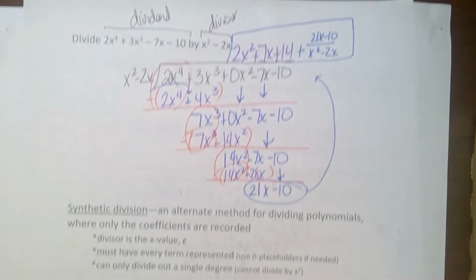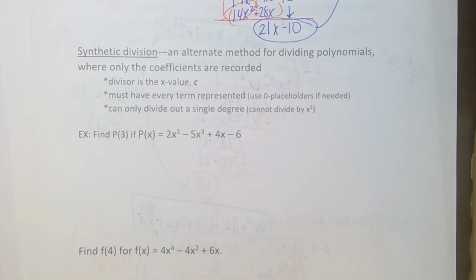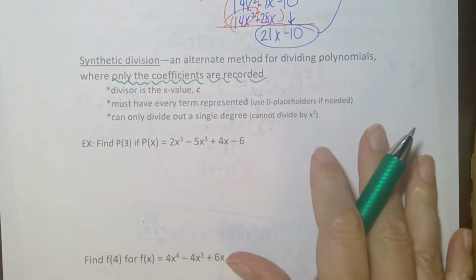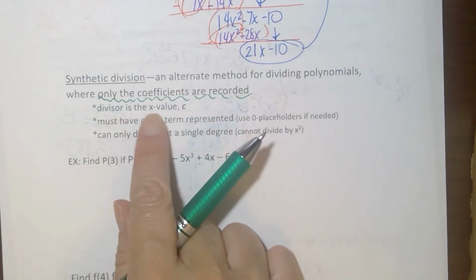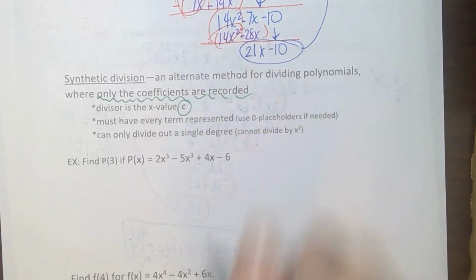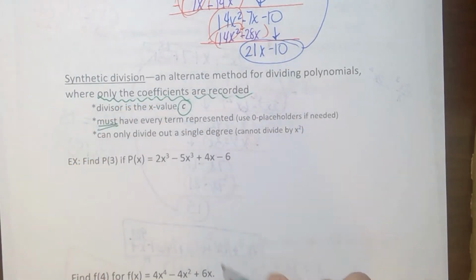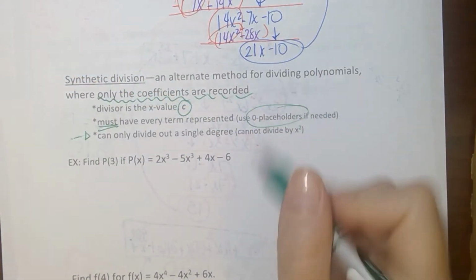Okay, so that's our practice with long division. You've got 3 good examples now. We're going to do synthetic division. Synthetic division is an alternate method for dividing polynomials, and with synthetic division, only the coefficients are recorded, which is what makes it a little quicker and simpler to look at and to work with. Reminder that we are going to divide by that x value c, not by the expression. You still have to have every term represented, so I'm still going to use placeholder zeros if I needed, even for the constant.